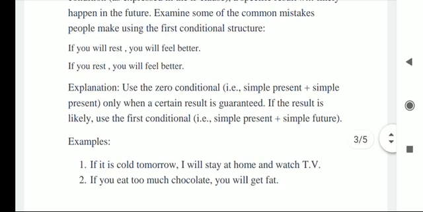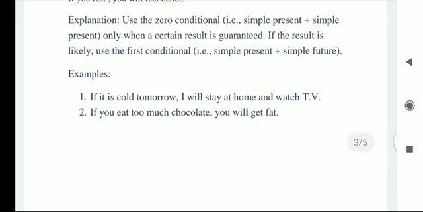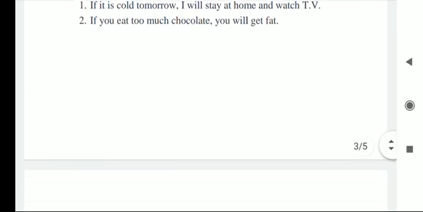Explanation: use the zero conditional, that is simple present plus simple present, only when a certain result is guaranteed. If the result is likely, use the first conditional clause, that is simple present plus simple future. Examples of the first conditional: If it is cold tomorrow, I will stay at home and watch TV. If you eat too much chocolate, you will get fat.